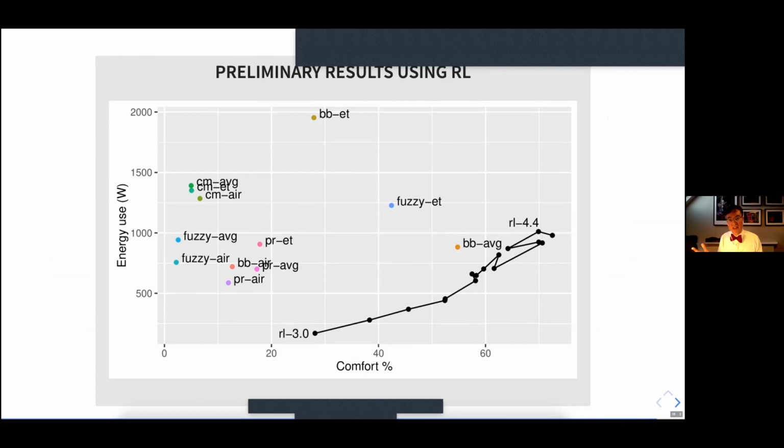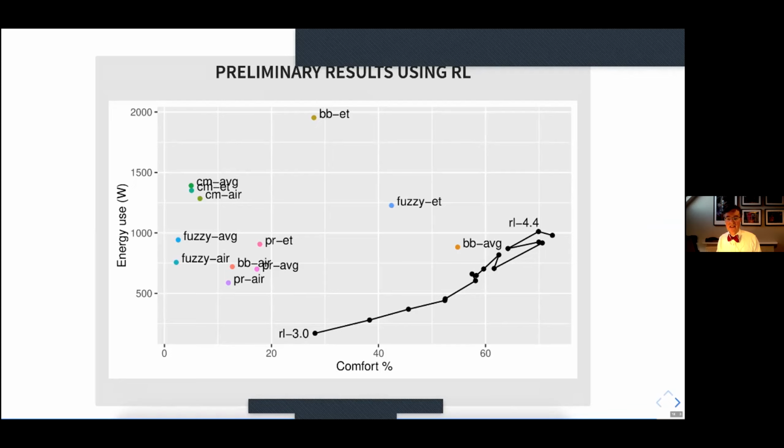What do we expect from this using reinforcement learning? Well, these CM variants over here are a commercial controller for an HVAC produced by a company I can't name, but they were able to give us the details, and we were able to simulate that controller. And you can see actually that the control performance was really poor, and it didn't get very good comfort, and it used a lot of energy doing it.